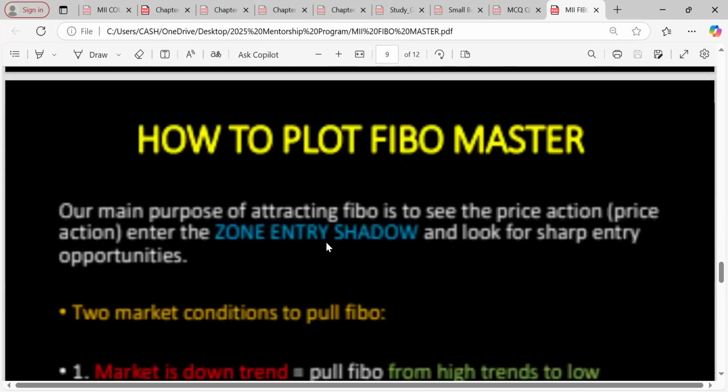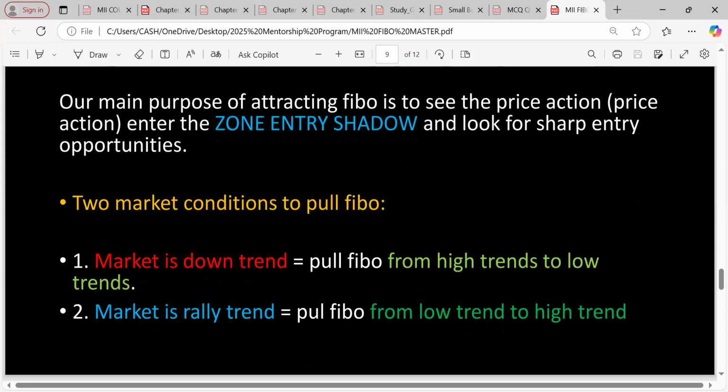So what happens when the market is on a downtrend? You pull the Fibo from the high to the low. When the market is on an uptrend, you pull from the low towards the high. Okay. So this is basically one of the examples.